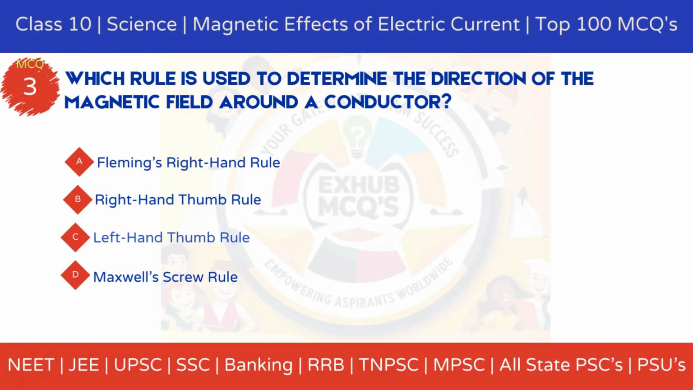MCQ 3. Which rule is used to determine the direction of the magnetic field around a conductor? Option A. Fleming's right-hand rule. Option B. Right-hand thumb rule. Option C. Left-hand thumb rule. Option D. Maxwell's screw rule.